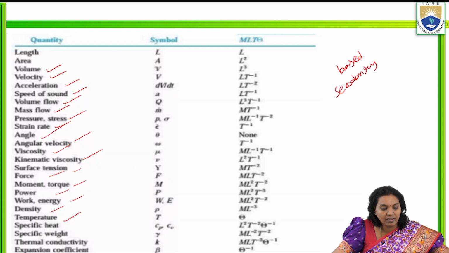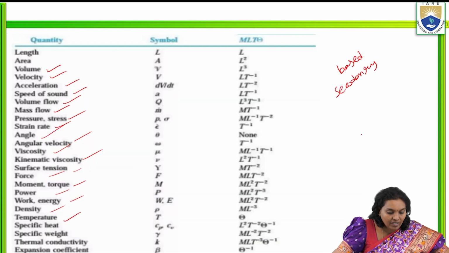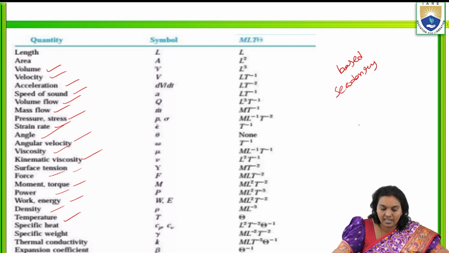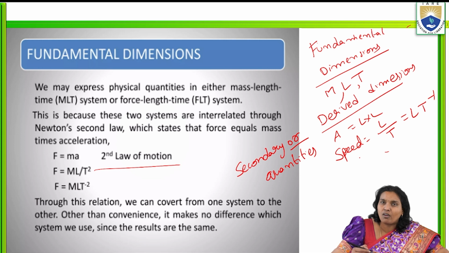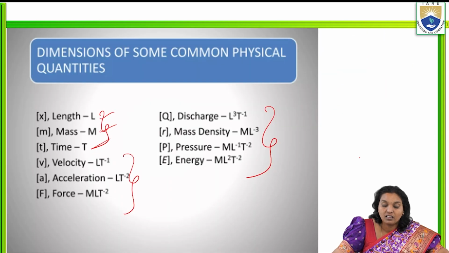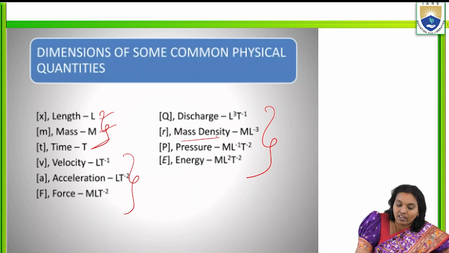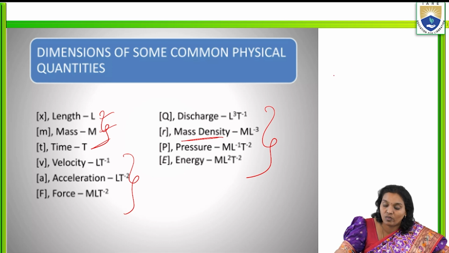So each quantity we may understand under various things. Based on that, we may derive all the quantities. Coming to density, we may calculate this: density is equal to mass by volume.